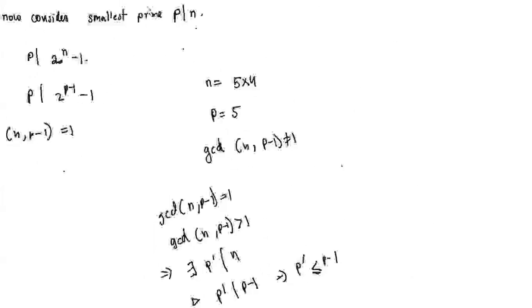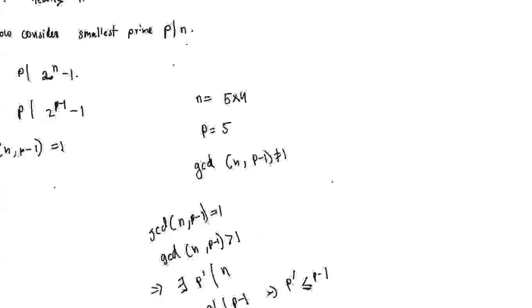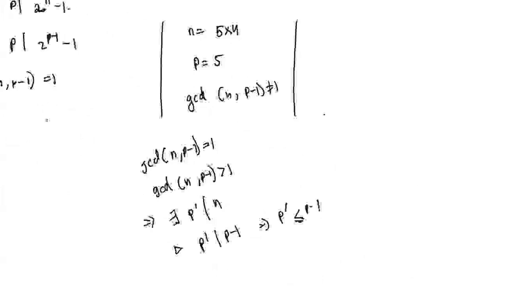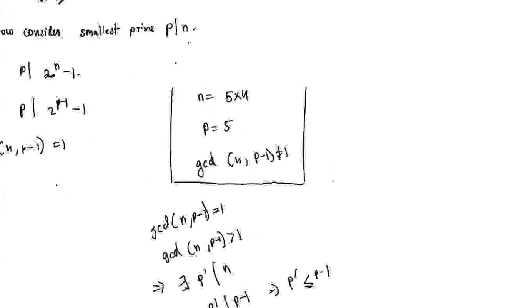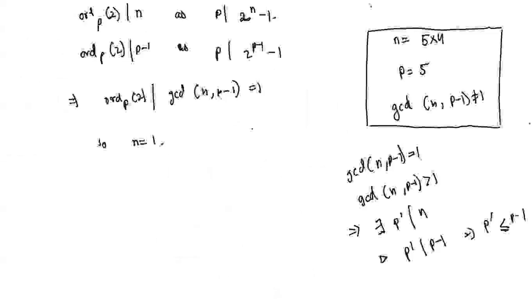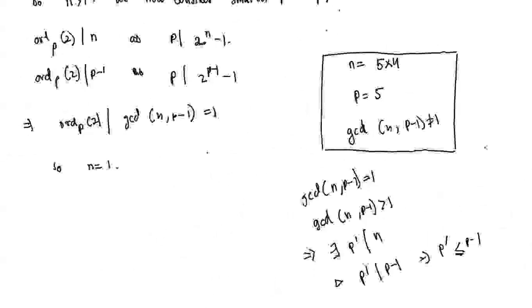Got it. If p is not the smallest, then it might not be 1. For example, consider this example, where n is 5 times 4 and the prime is 5. Then the GCD of n and p minus 1 is not 1. So now the order must be 1. Yes, the order must be 1.